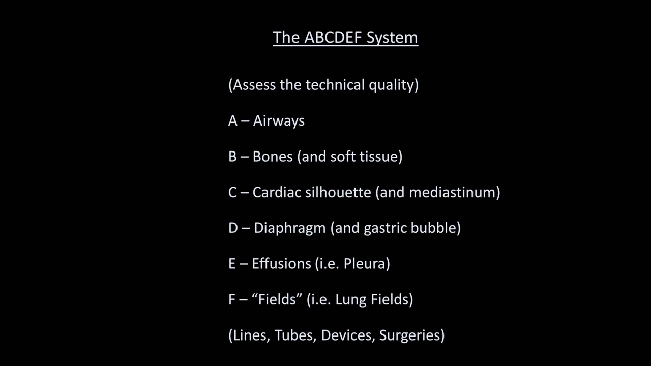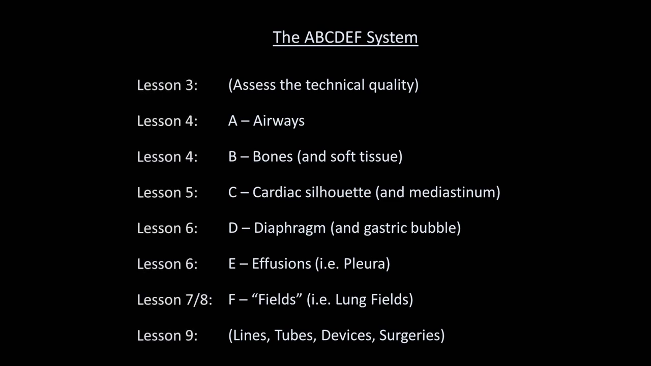You may have noticed that the list of items here lines up really nicely with the remaining videos in this series, which of course is not a coincidence. But before you can identify pathology of each of these anatomic structures, you first need to know where they are on the x-ray and what they normally look like. So let's go through the x-ray anatomy of A to F one at a time.